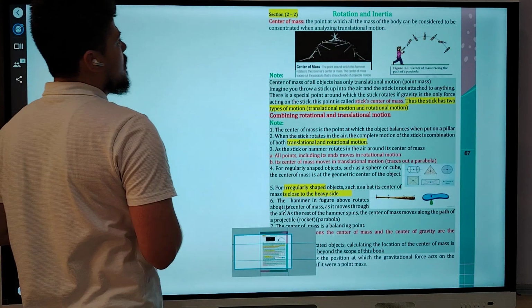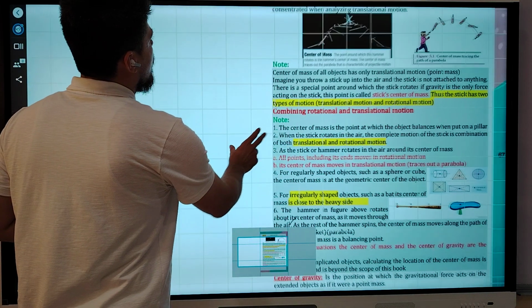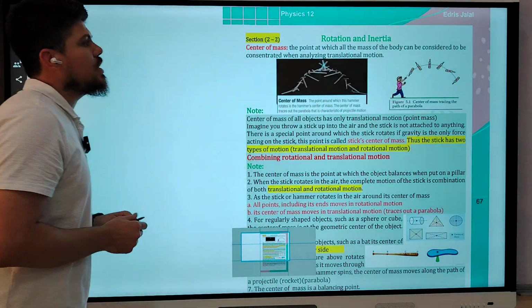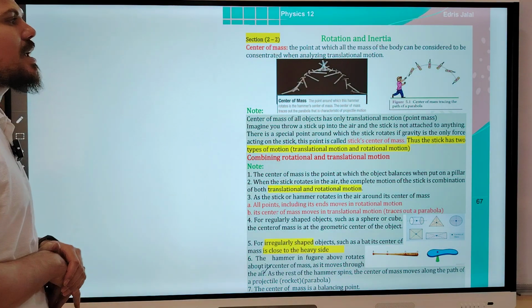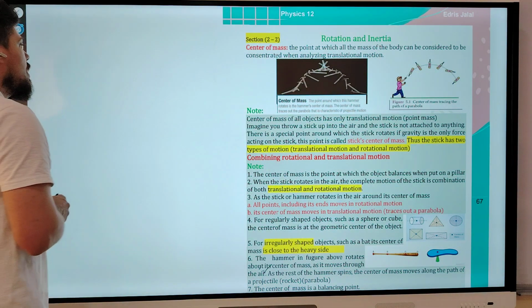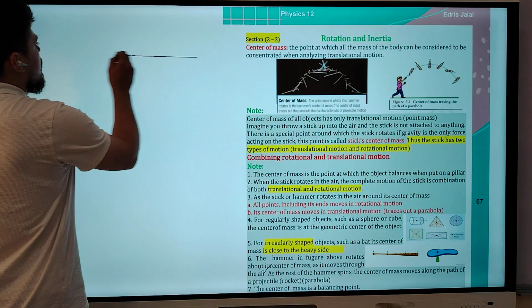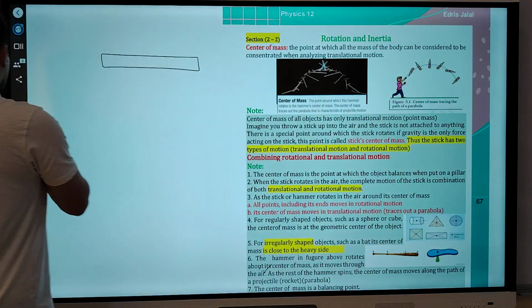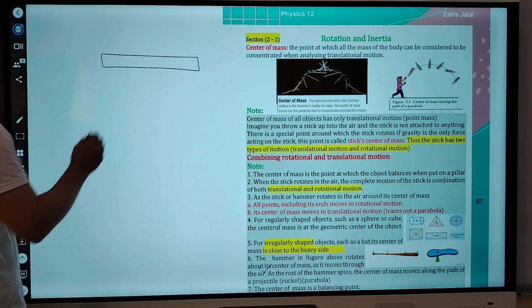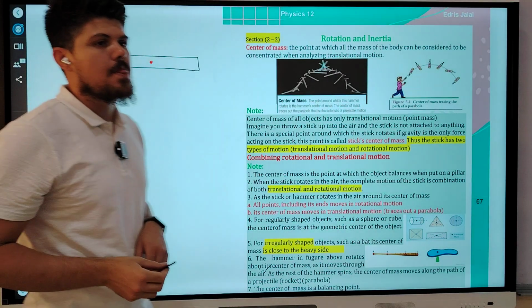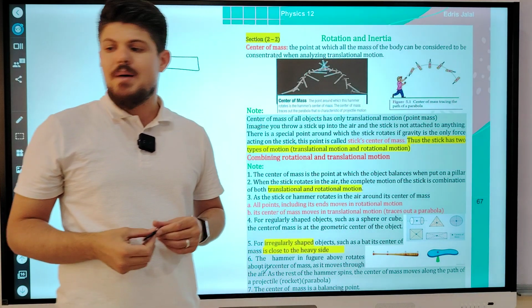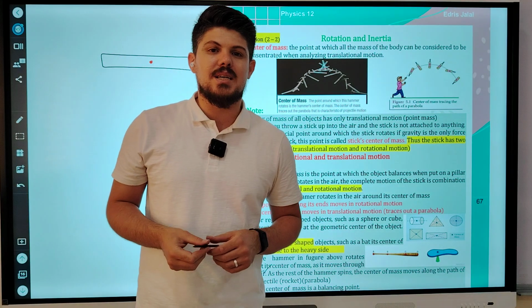And the center of mass, as you know, is the point at which all the mass of the body can be considered to be concentrated when analyzing a translational motion. For a regular shape, such as this regular beam, where is the center of mass? The center of mass is located at the middle of the beam. So sometimes the center of mass is called the balancing point.